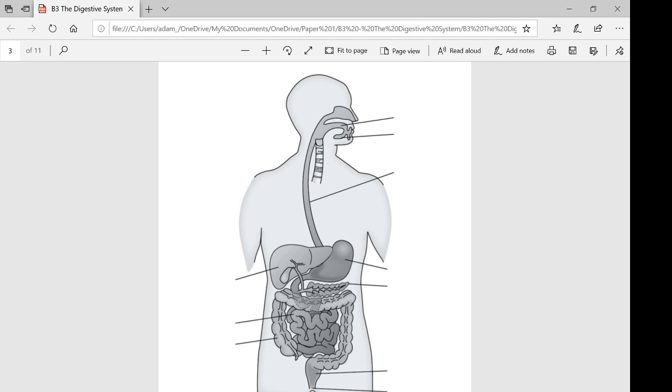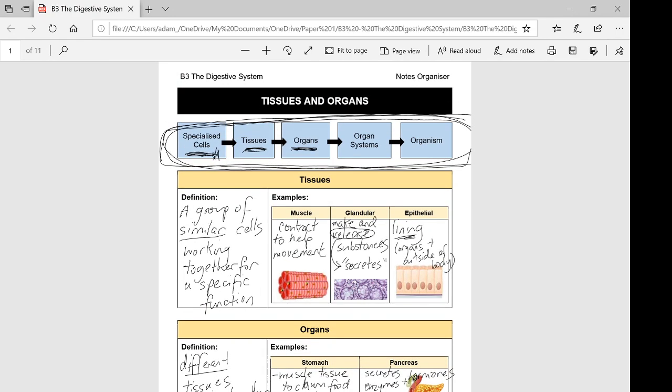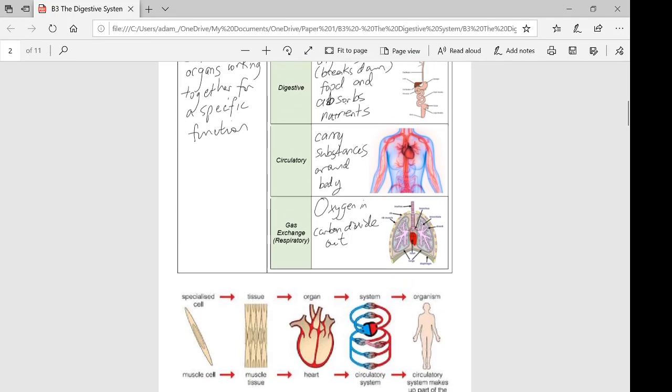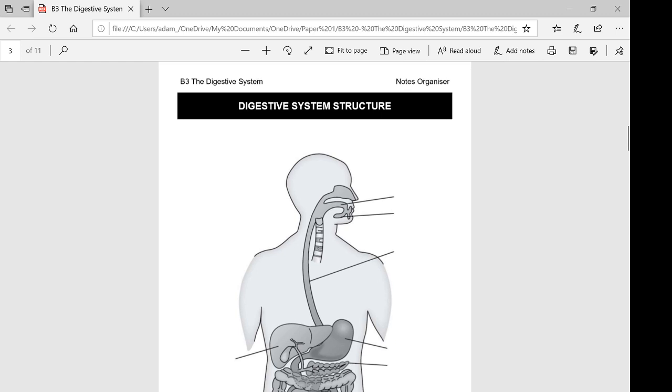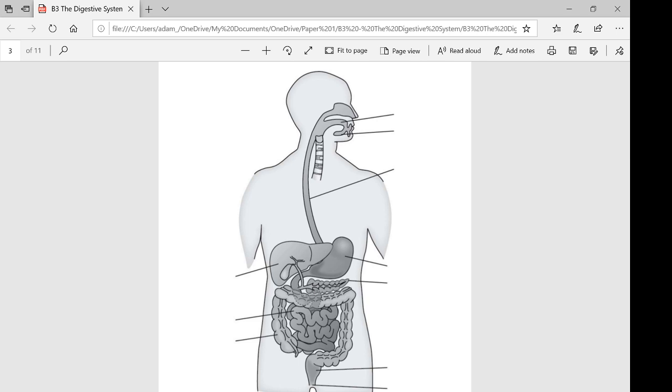Okay, so last we left off, we covered tissues and organs, and we also covered the different organ systems. And now we're going to move on to digestive system structure. So just to give you an idea of where we're at, first I want to start off with a picture of the digestive system structure. So all the organs and all the parts that are involved, you are going to have to know the placements of everything for you to have an idea of the pathway of food as it moves through the digestive system.